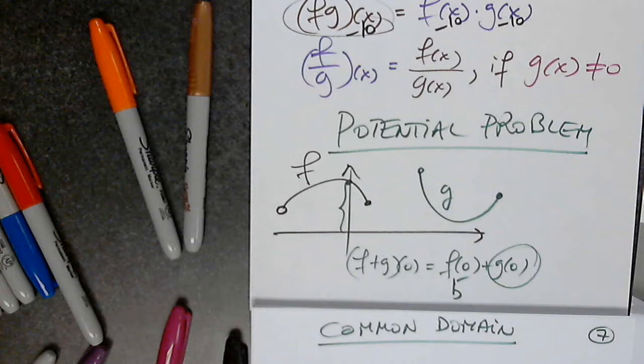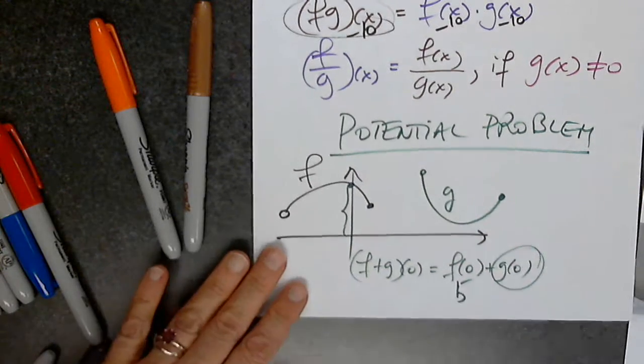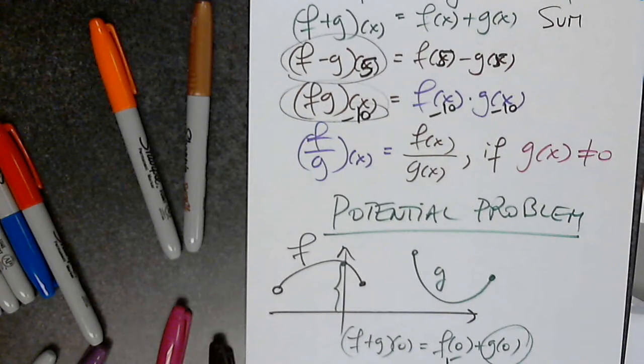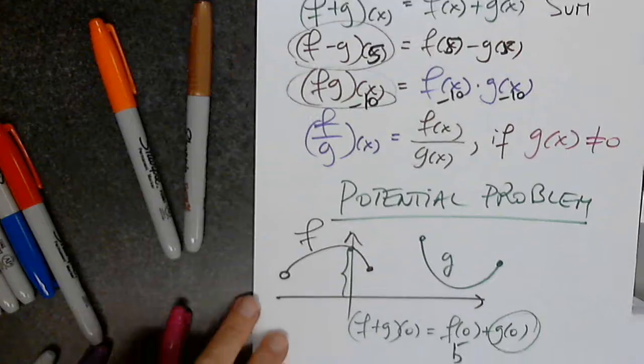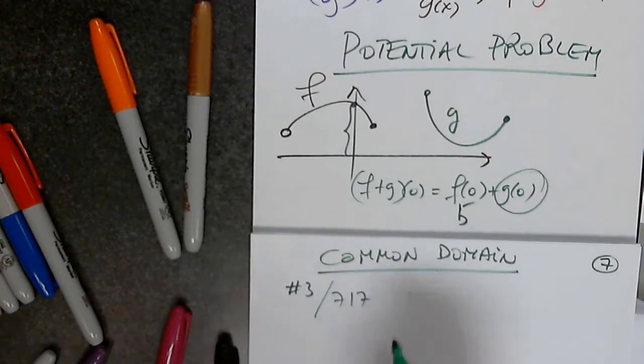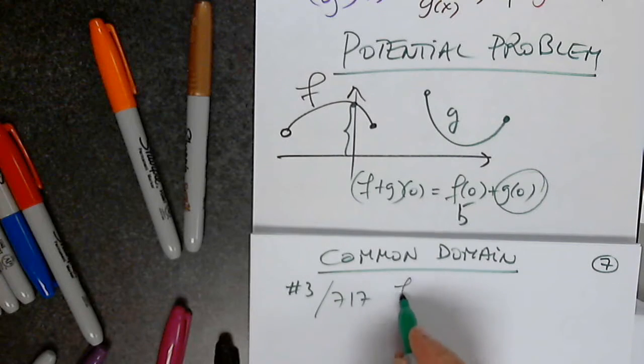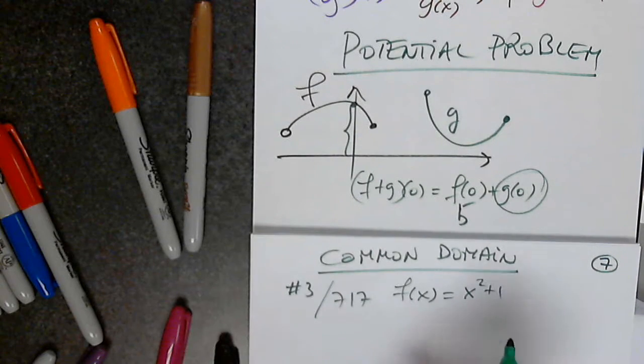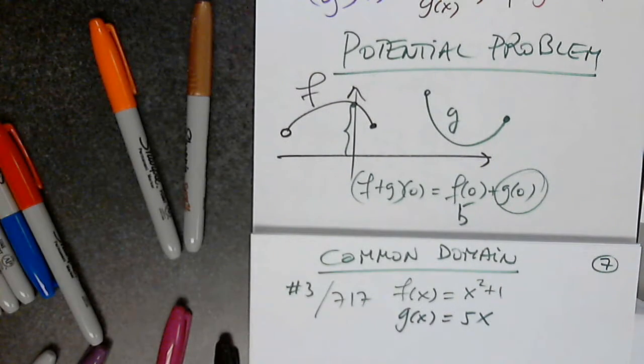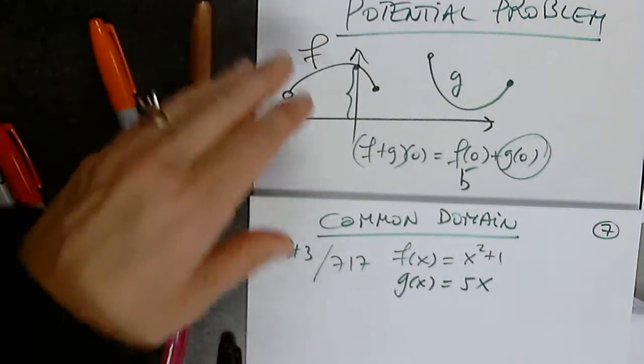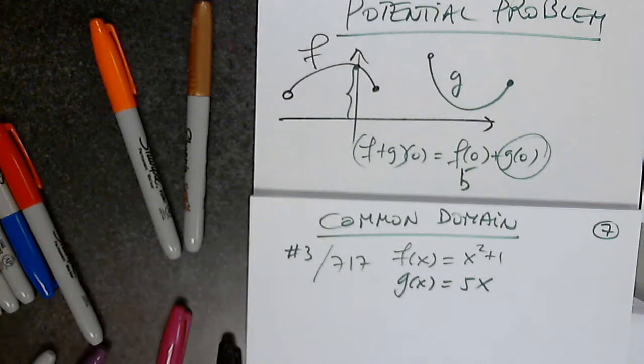So I think we should start with an example, like on page 717. Let's say problem 3. Sure. Problem 3 on page 717. We have f of x equals x squared plus 1, and we have g of x, which is 5x. In this problem, we are asked to find the sum, the difference, product, and ratio, and their domain.